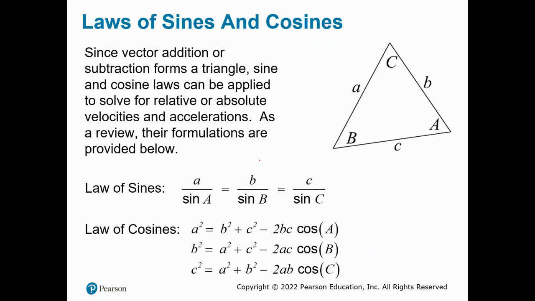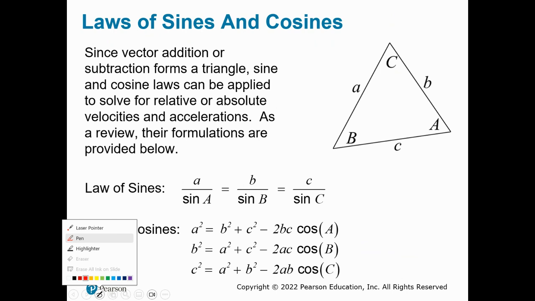The other one is the law of cosines. The law of cosines says a squared equals b squared plus c squared minus 2bc cosine A. b squared equals a squared plus c squared minus 2ac cosine B. And lastly, c squared equals a squared plus b squared minus 2ab cosine C.